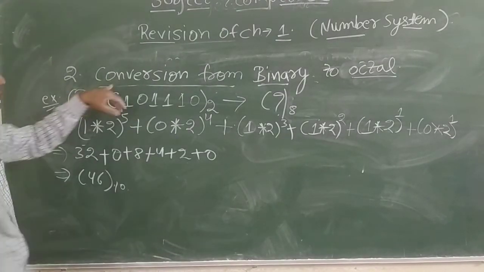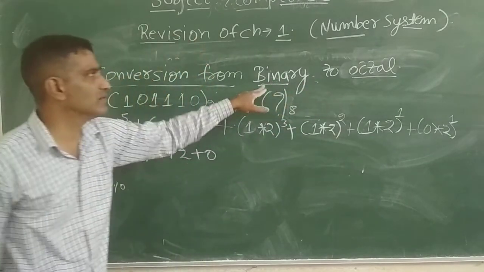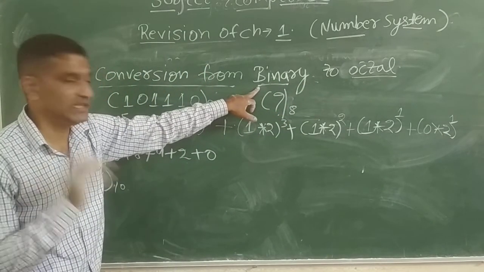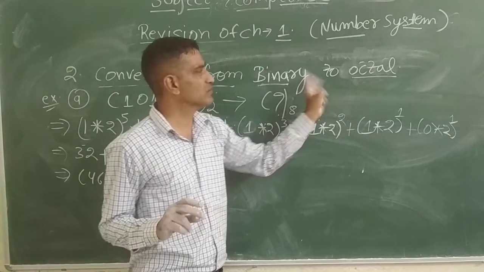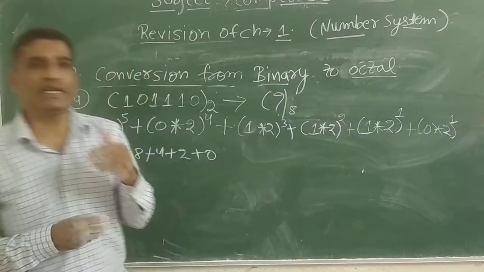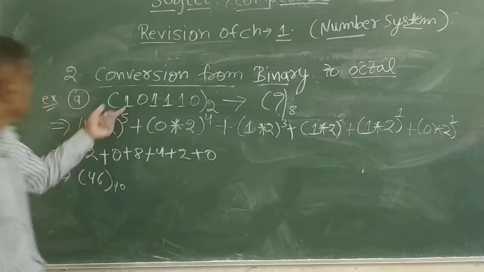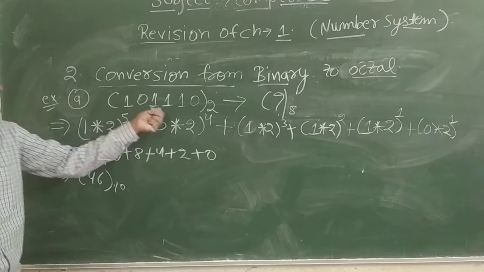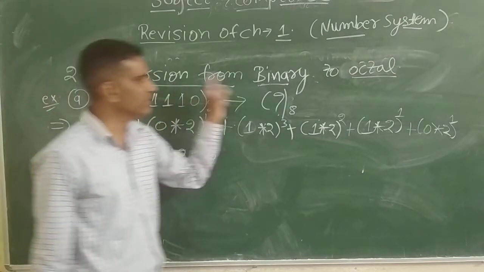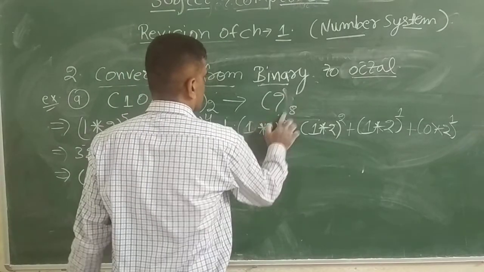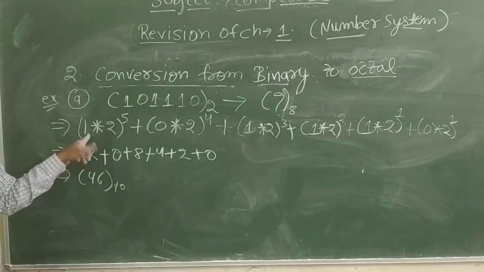Yes, students. Now next conversion, binary to octal. Now again we have to see this number, binary. Binary, the base is 2. To convert in octal, means to convert in 8, means binary to octal. Here the example: 101110, the base is 2, means it is a binary number, and this binary number we have to convert into this octal number.